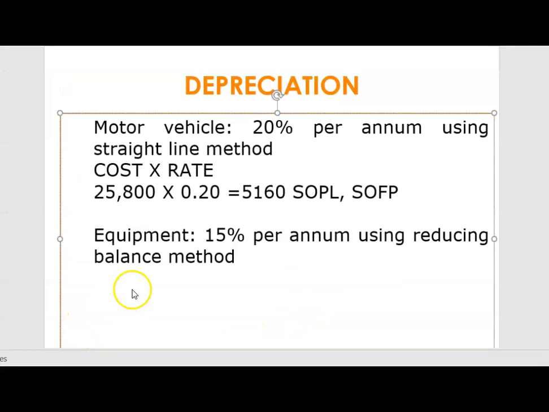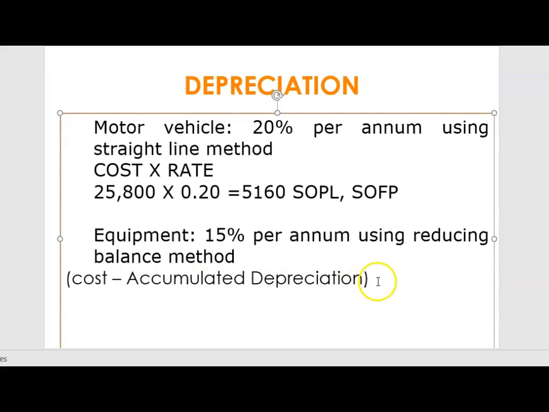Let's have a look at using the reducing balance method. The formula for the reducing balance method is the cost deducted with the accumulated depreciations. Means that you need to calculate the carrying value first, and then you multiply with the rate.